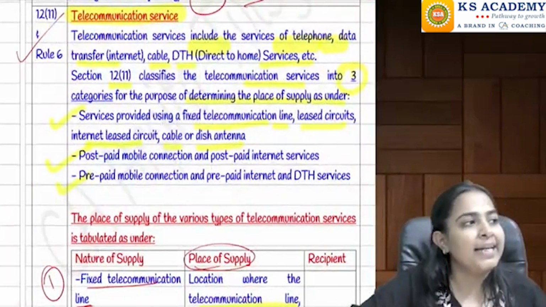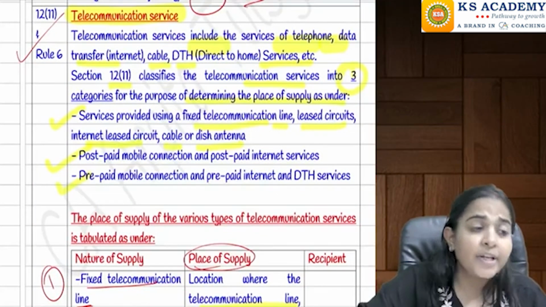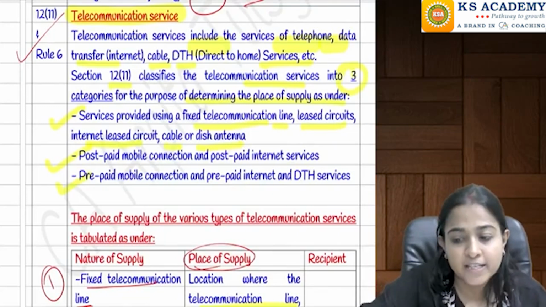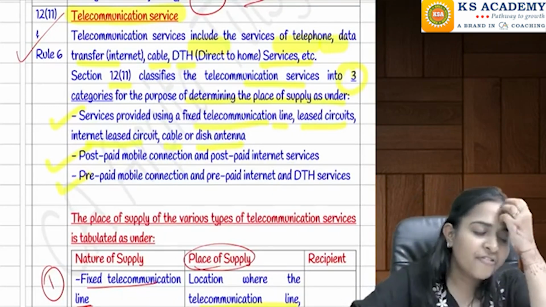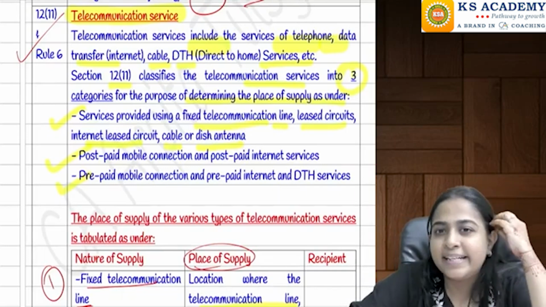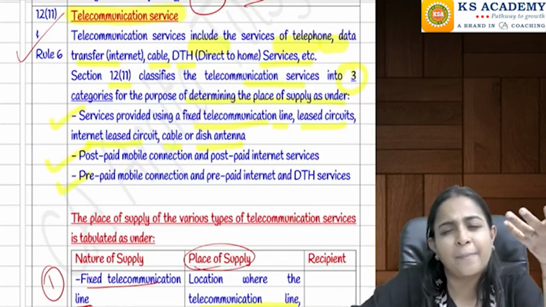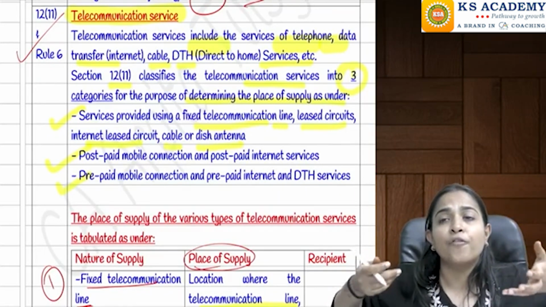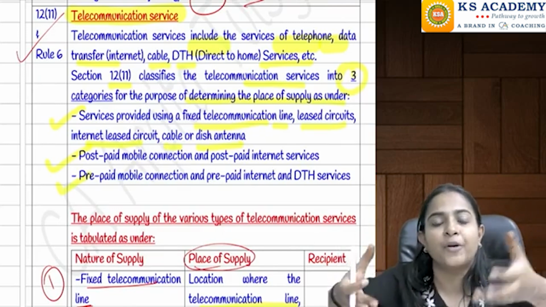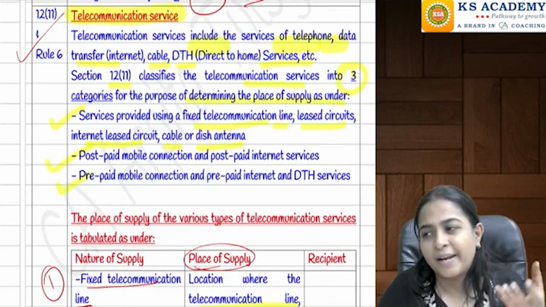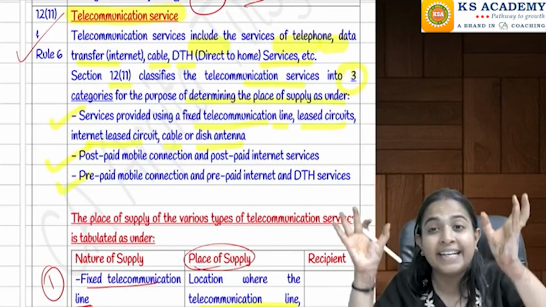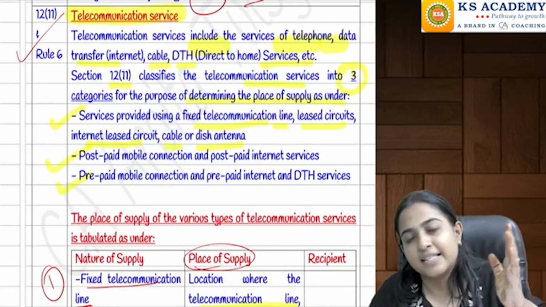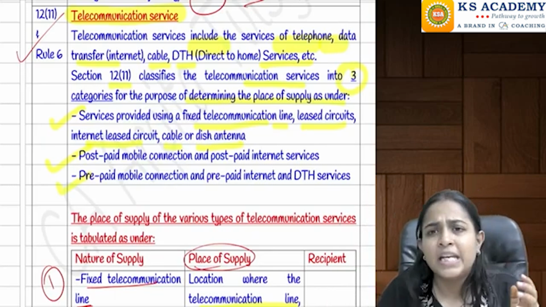Then the next one, section 12.11. Section 12.11 talks about telecommunication services. In telecommunication, we had divided into three parts. The first one was fixed telecommunication line, cable, DTH, etc. For that, the place of supply will be the location of the installation of that particular device, or the place where that telecommunication line or leased circuit or DTH is installed.